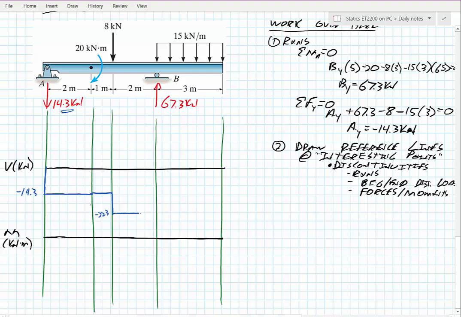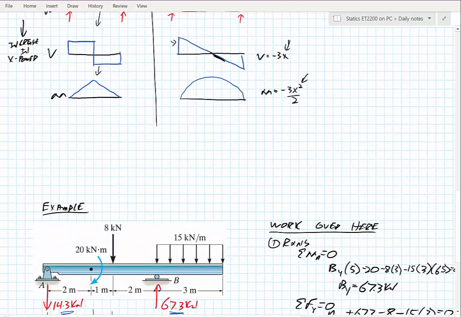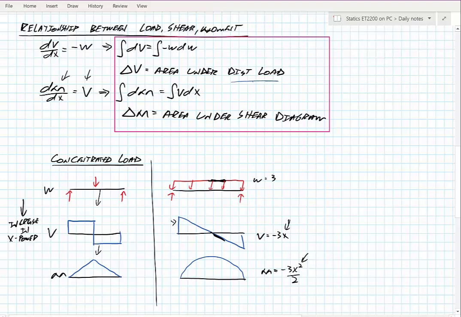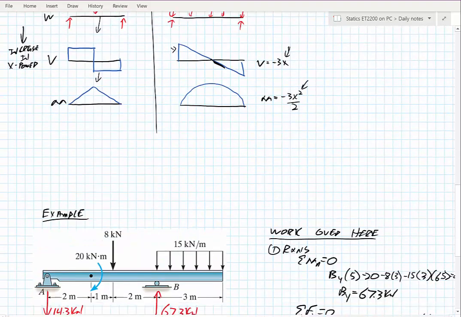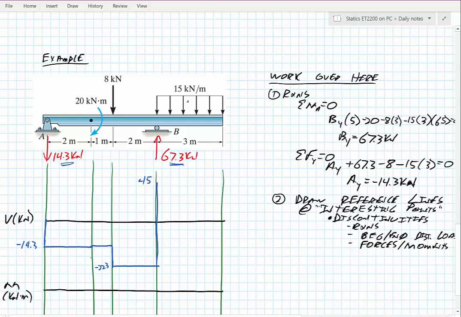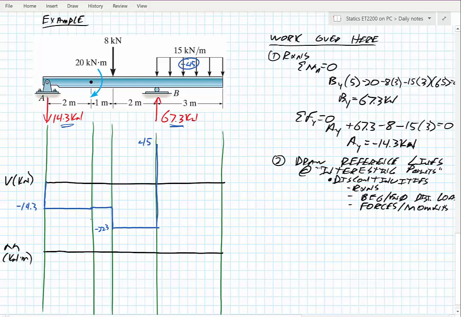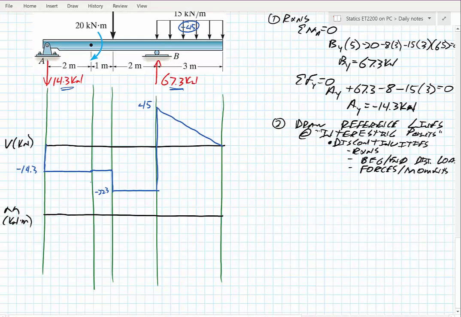And then I continue over, and I hit this 67.3 pointing up. If it points up, I'm going to go up 67.3 from this negative 22, and that brings me up to a positive 45. Now the last step, probably the hardest, is when we were saying the area under a distributed load is equal to our change in shear. The area is 15 times 3. It's pointing down, so we're going to say negative 45. So I start off with a positive 45, go down to negative 45, and that's it for my shear diagram.